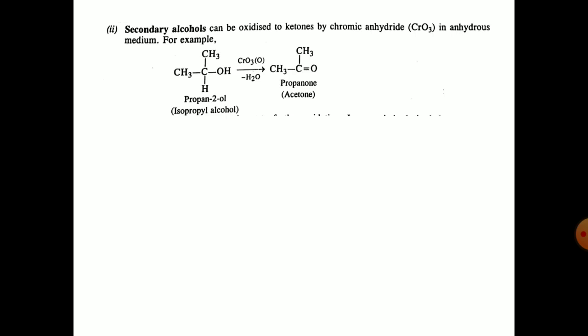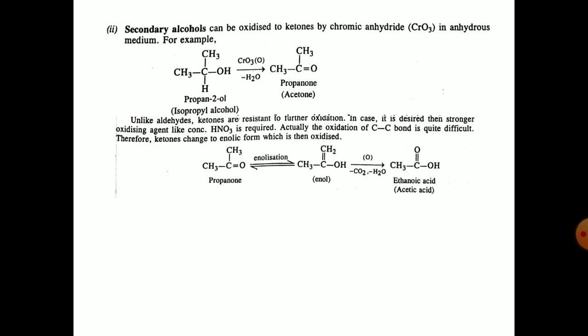Students, similarly, the secondary alcohols can be oxidized to ketone by chromic anhydride in anhydrous medium. For example, CH3CHOHCH3. So this is isopropyl alcohol or propan-2-ol. This is a secondary alcohol. When it undergoes oxidation, then the CH bond becomes COH and that is another COH. Then one water molecule will be removed. So as a result, what is formed? CH3COCH3, CH3C double bond O CH3, is formed, which is known as acetone or propanone.